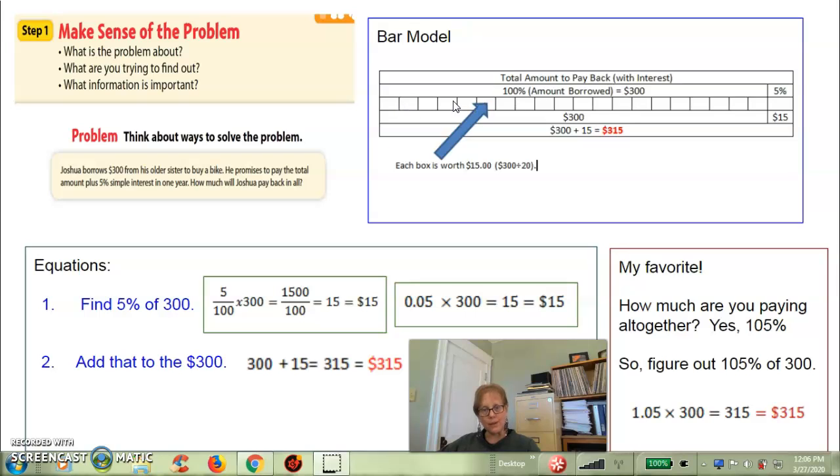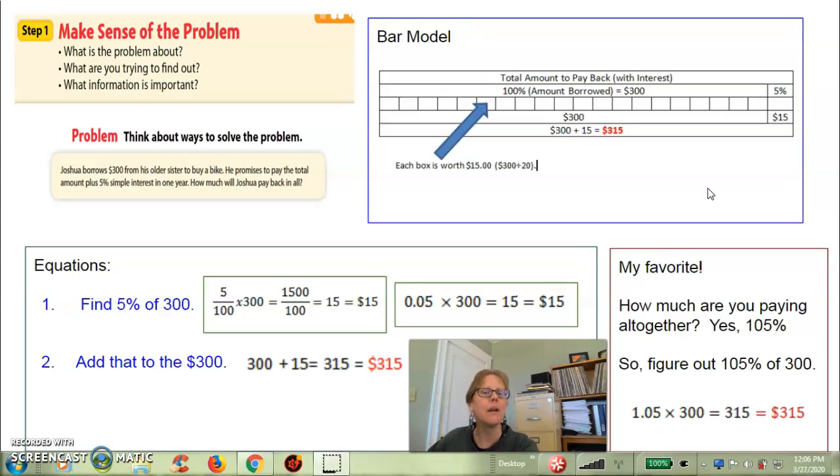So what I've done is I've got 20 boxes here. All right, again, good visual. And if you can see with an arrow here, each box is worth $15. I got that by doing 300 divided by 20. So that tells me right away, oh, all right, well, that's what the 5% is then. It's $15, right? I did that by dividing by 20.